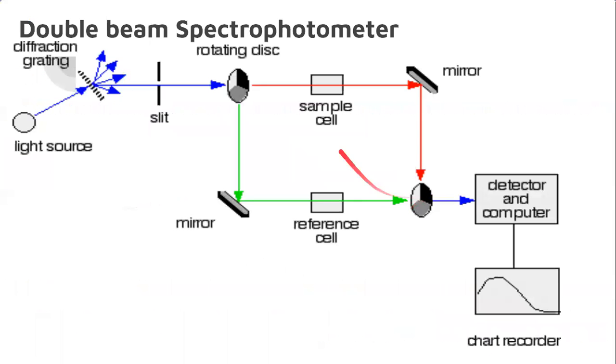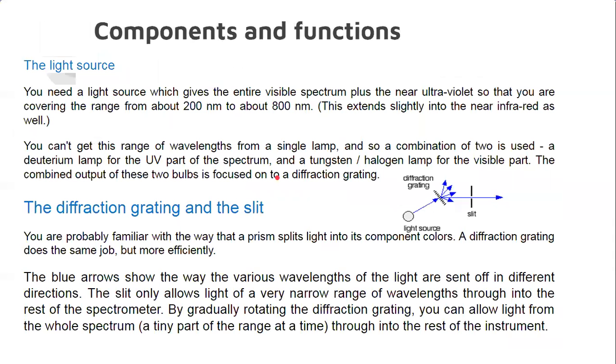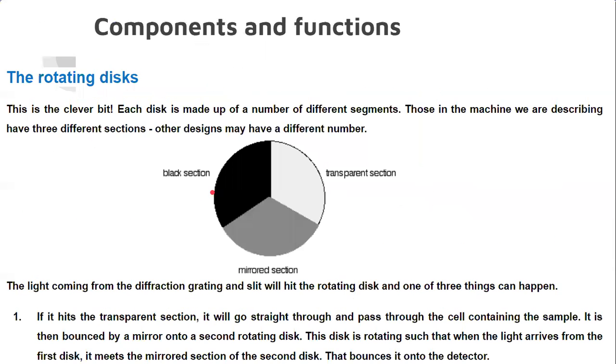This is the second rotating disc. When the light falls upon this transparent part, it is sent to the sample cell. Then, after absorption, the remaining transmitted light strikes the mirror again, and this mirror sends that radiation into the second rotating disc.